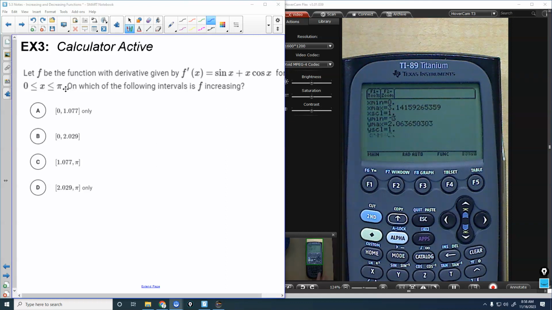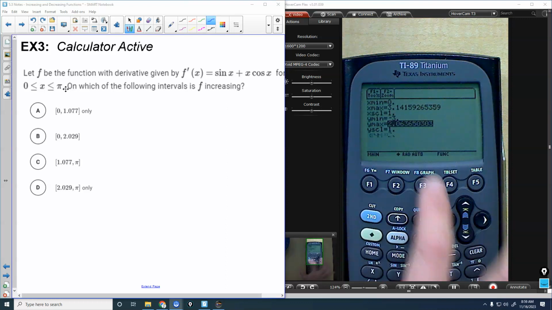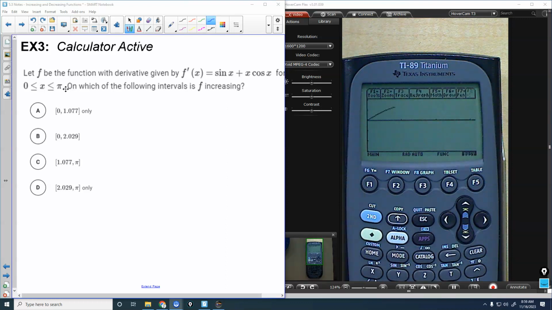Alright, so make sure you have hit enter on everything that you've put in. And then to go back to the graph, you hit green button F3. Let's see if we can see what's happening here. Okay, we can see good enough. I'm missing this last little piece right here, but I'm pretty sure it's not going to shoot back up to positive in that little tiny bit of time. So for this, they're asking us where f is increasing. Which one of those answer choices is going to be correct?